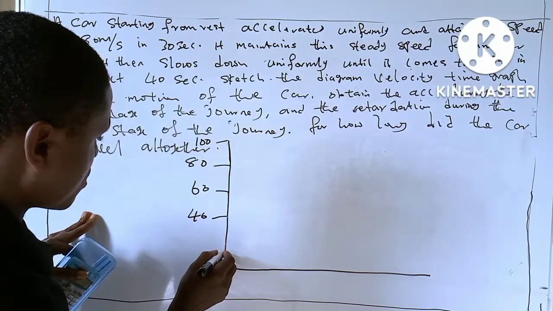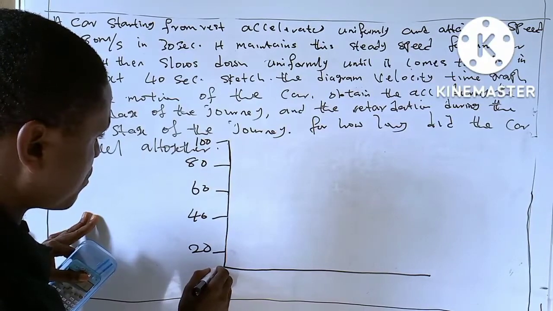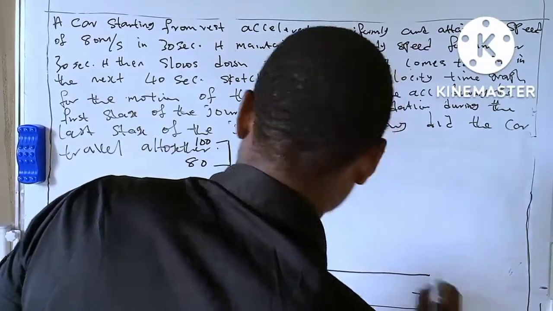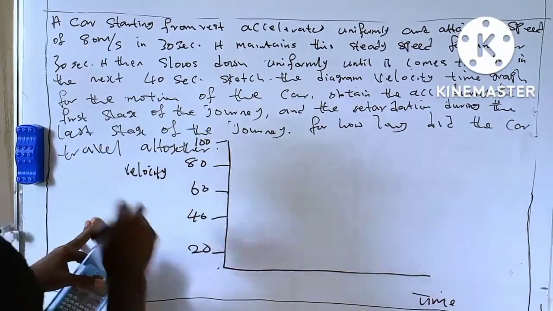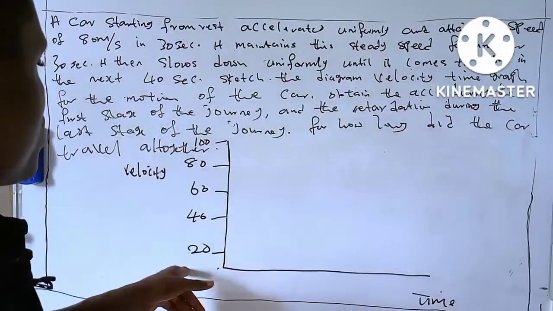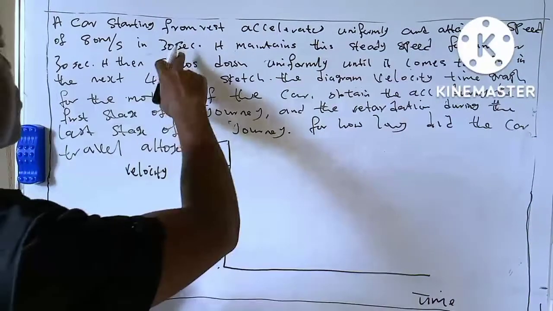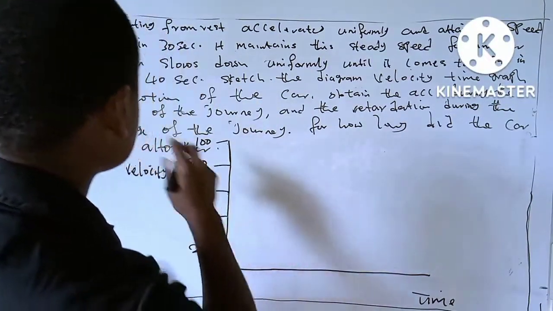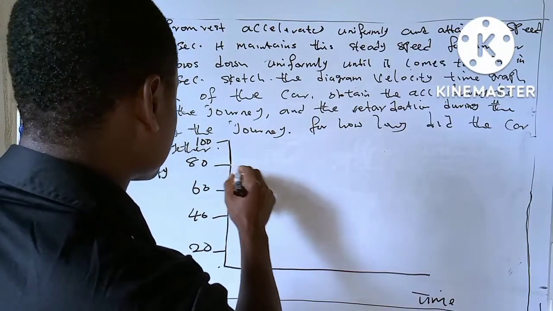Forty, 20. Okay. Here is the time. Here is the velocity. So they say, okay, 20, 40, 60, 80 in 30 seconds. Okay. 80 in 30 seconds. Let's do something like this.